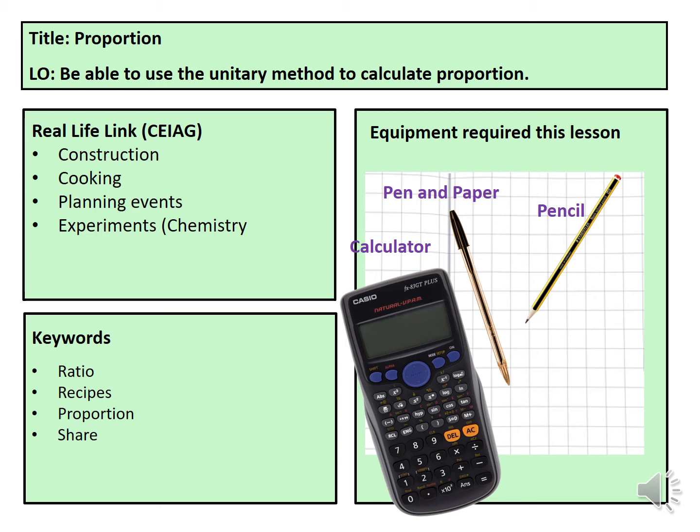Title is proportion, and we're going to be looking at how to use the unitary method to calculate proportion. Equipment required for this lesson: pen and paper, pencil and a calculator.